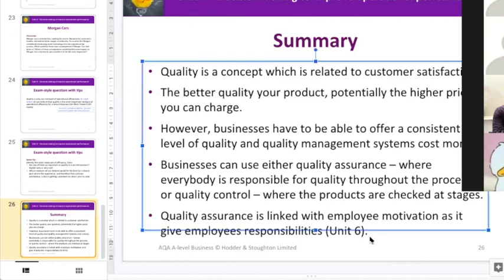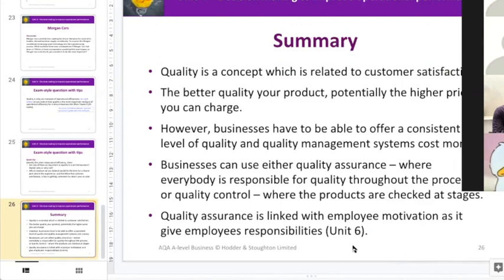So basically in quality, we need to know the definition of quality. We need to know quality control and quality assurance. There are a few different methods we can use in quality assurance, which are Kaizen, TQM, and quality standards. And also we want to know the benefits and drawbacks of improving quality and the consequences of poor quality. Yeah. So this summarizes the whole topic in operations quality.